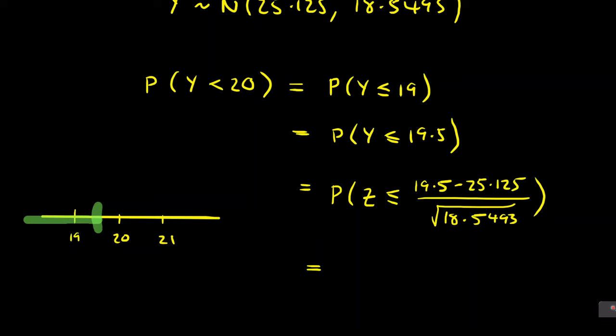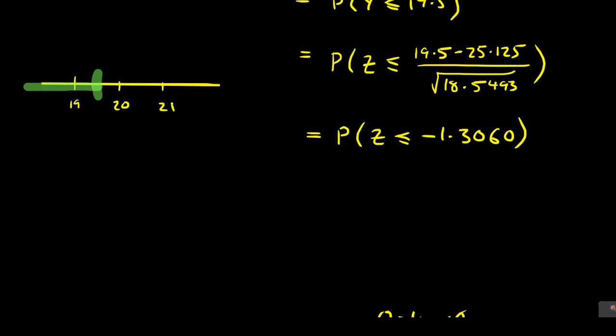19.5 minus the 25.125 divided by the square root of the 18.5493. So let's do that. Okay, then what I get is we're finding the probability that Z is less than or equal to negative 1.3060.